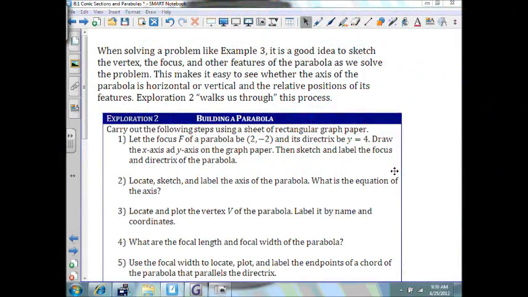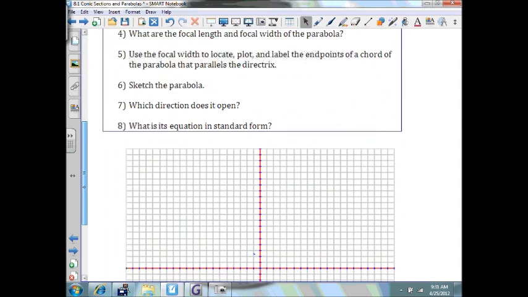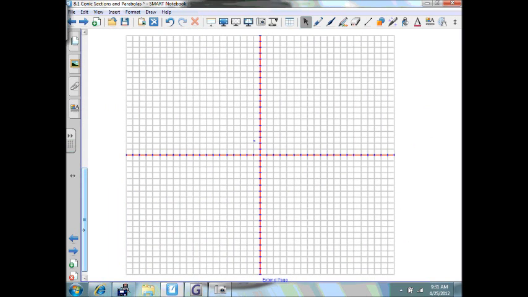When solving a problem like example 3, it's a good idea to sketch the vertex, the focus, and other features of the parabola as we solve the problem. This makes it easy to see whether the axis of the parabola is horizontal or vertical and the relative positions of its features. Exploration 2 walks us through this process. Now, here's the graph that we're going to use here for exploration number 2. Now, I realize we didn't do exploration number 1, but that's okay.